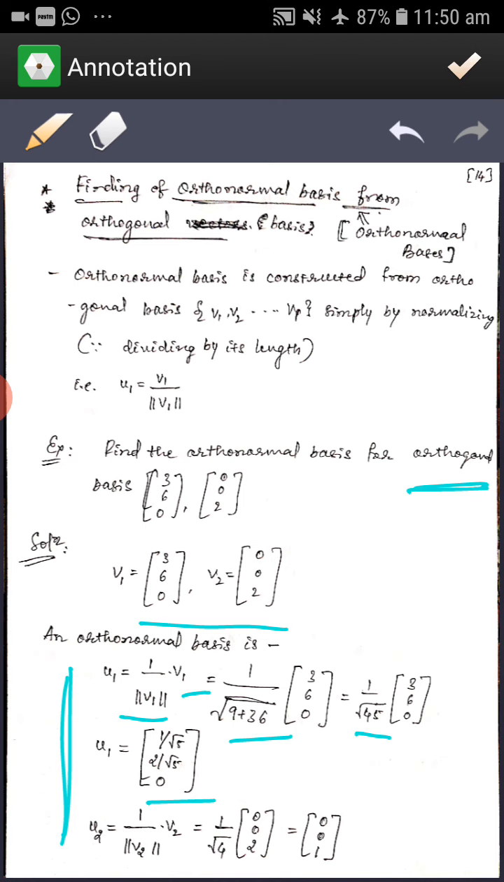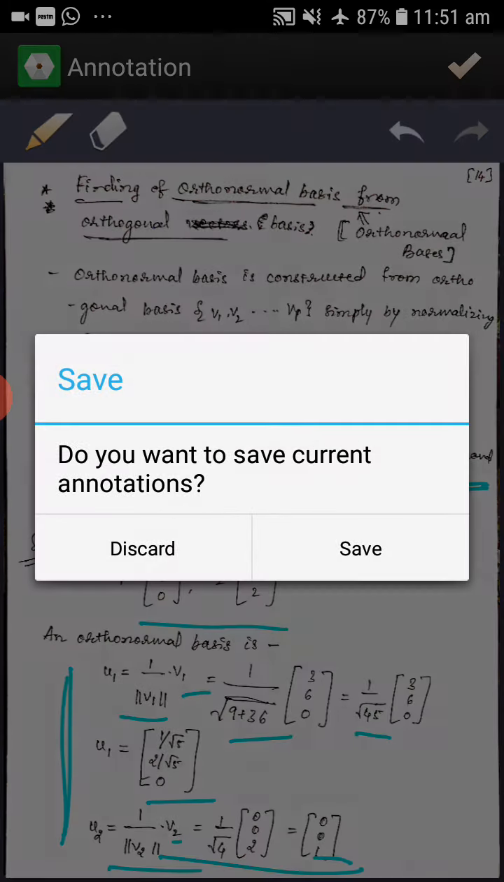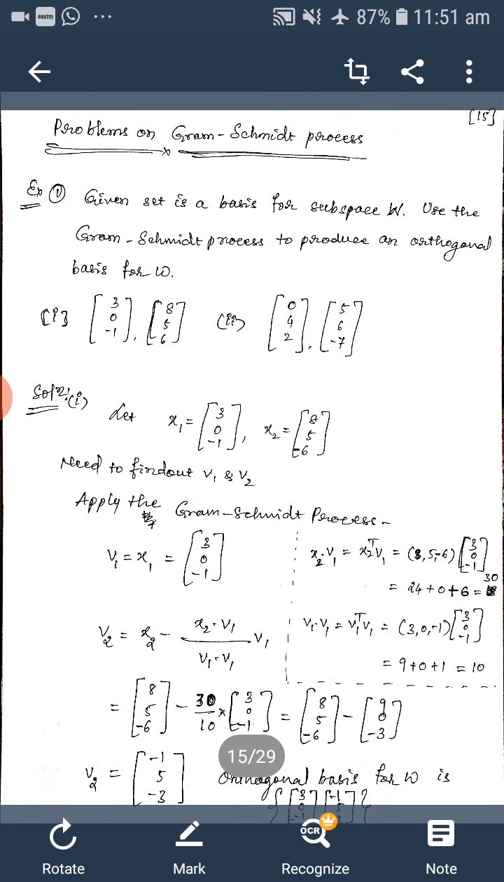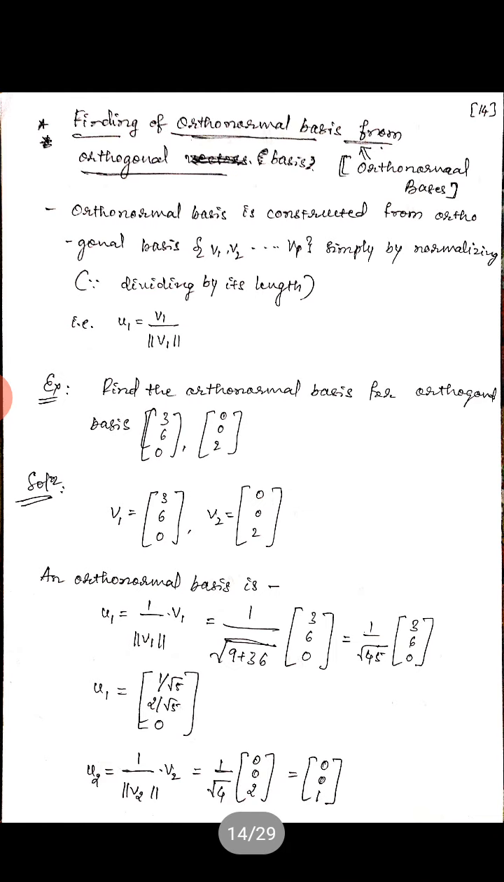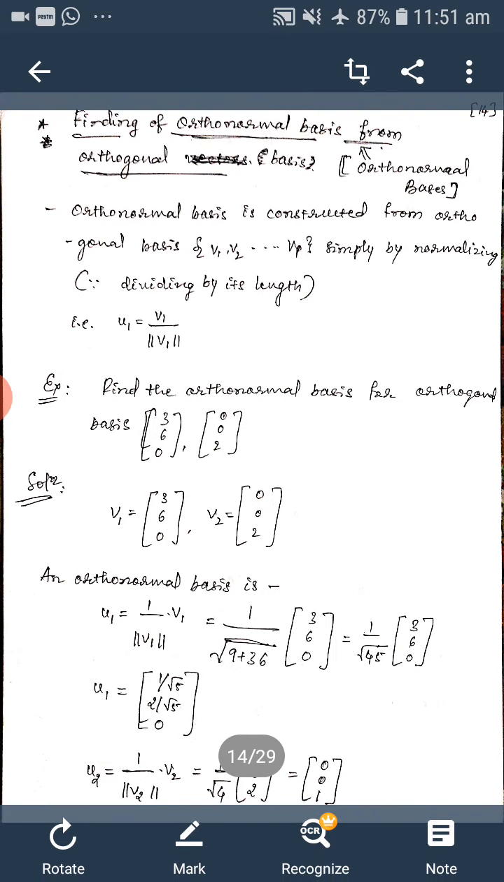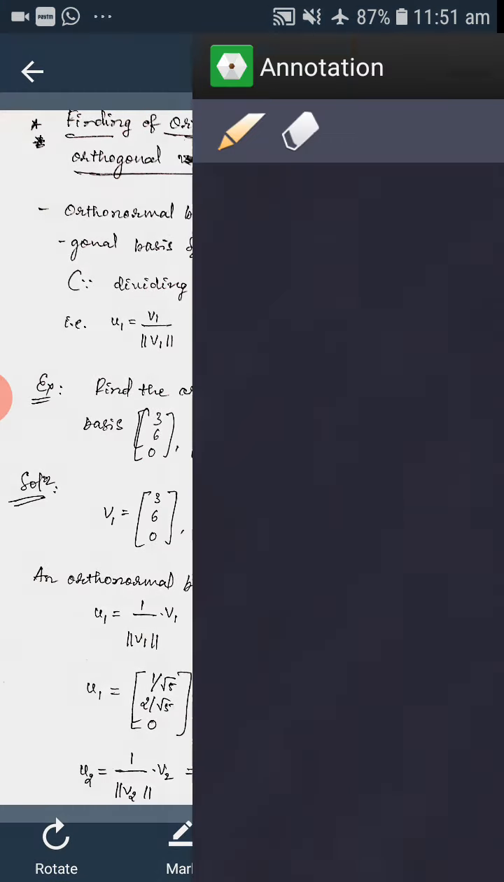So the vector is like this. Similarly, we need to calculate the length of the other vector. After that you multiply with v2. Similarly, here only two vectors are there, so v1 divided by the length of that vector and v2 divided by the length of that vector. These two vectors will be the orthonormal basis for the given orthogonal vectors.